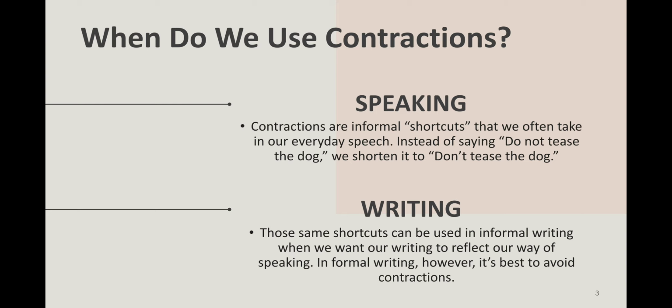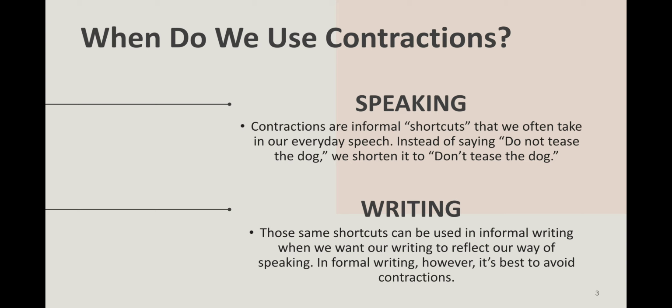Why do we use contractions and when do we use them is another question. For the purpose of brevity in spoken language, we use contractions while speaking. Contractions are informal shortcuts that we often take in our everyday speech. Instead of saying, do not tease the dog, we shorten it to, don't tease the dog.